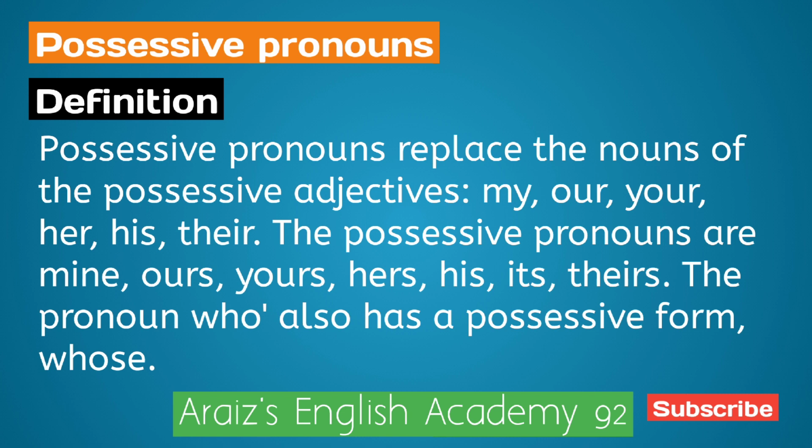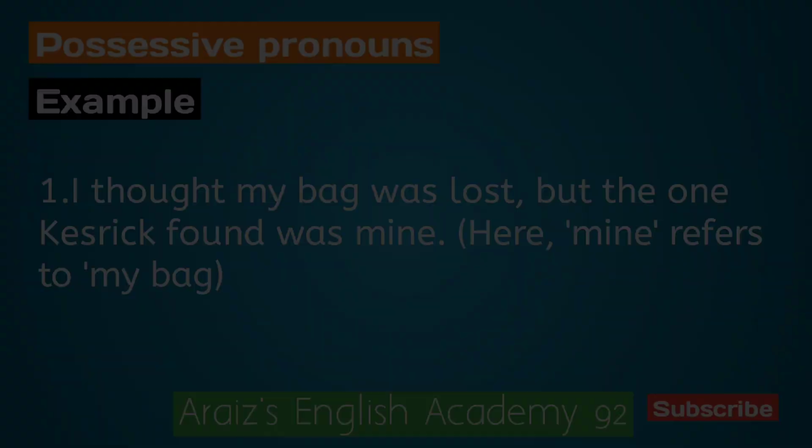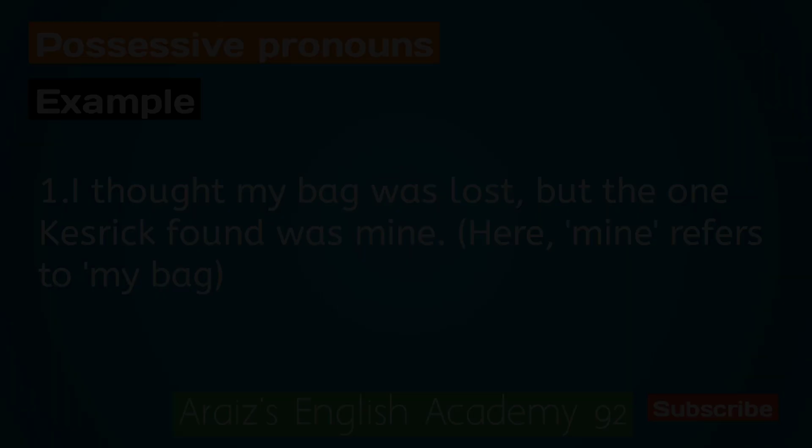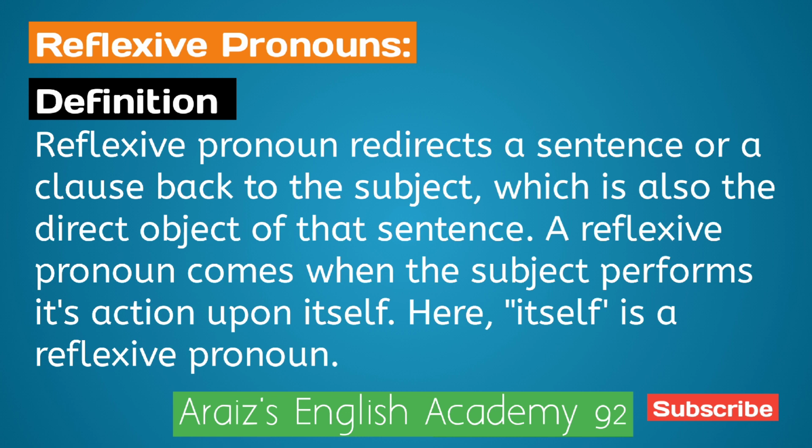In English, possessive pronouns replace nouns or noun phrases that indicate possession. In detail, possessive pronouns replace the nouns of the possessive adjectives my, our, your, her, his, their. The possessive pronouns are mine, ours, yours, hers, his, its, theirs. The pronoun who also has a possessive form, that is, whose. For example, I thought my bag was lost, but the one Catherine found was mine. Here mine refers to my bag. So we use a possessive pronoun without a noun when the noun is understood. Let's move to another type of pronoun, the reflexive pronoun.